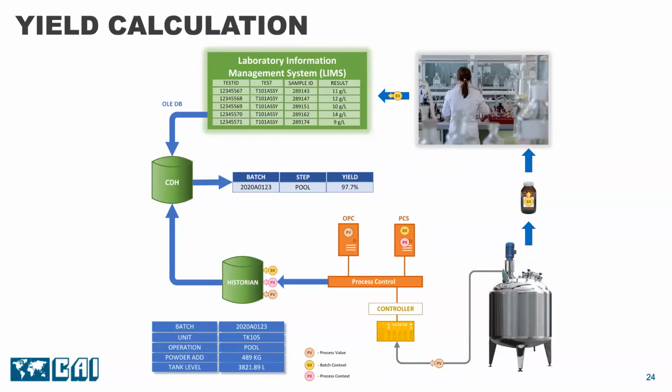We are also capturing process values, batch context and process context from our process control system. Process values such as the amount of raw material added and the tank level at the end of the cycle are being pulled from the historian into our contextualized data historian in a batch context. Once all the components of the calculation have been obtained, the contextualized data historian can perform the yield calculation and store it in batch context.